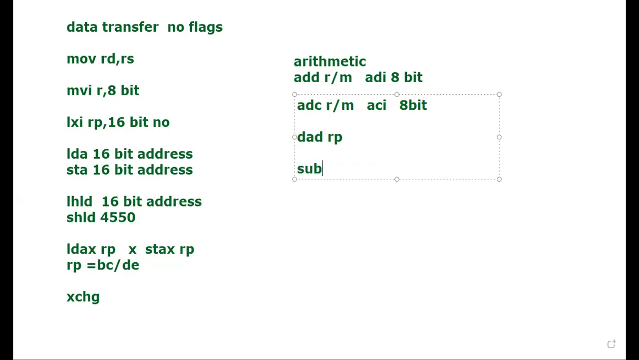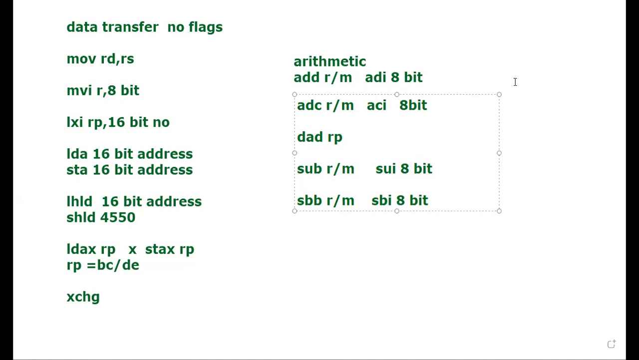Then SUB instruction: the contents of the register or the memory will be subtracted from the accumulator. The answer will be stored in the accumulator. If it is SBB R or M, the contents of the register or memory or 8-bit number will be subtracted from the accumulator with carry.